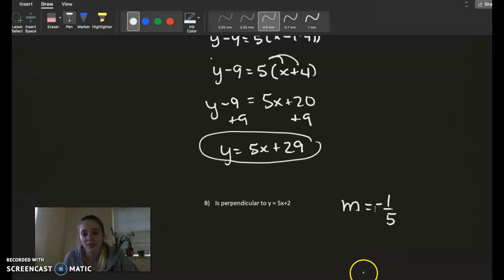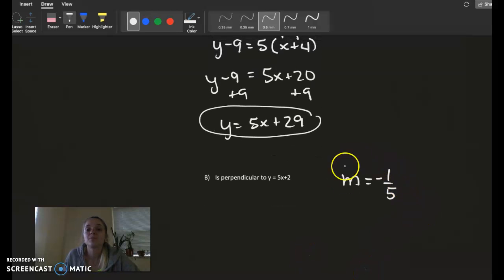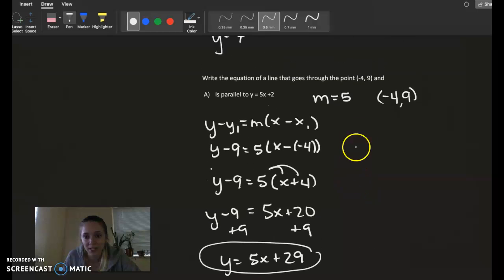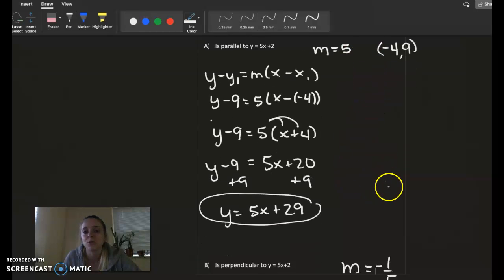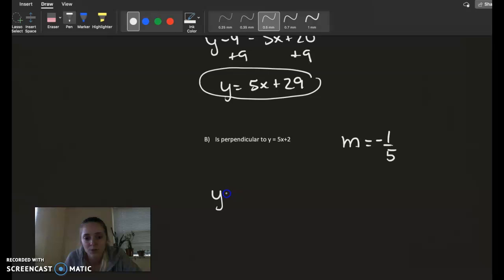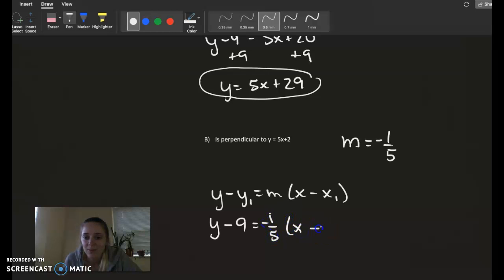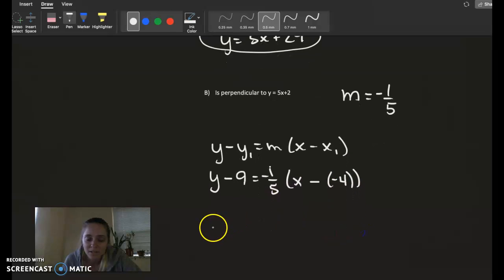So negative 1/5. So now we know the slope of the line that we're looking for, and we know that it goes through the point (-4, 9). So again, we can use the point-slope formula, and we would have y minus 9 equals, this time, negative 1/5 times x minus negative 4. So we'd have y minus 9 equals negative 1/5 times x plus 4.